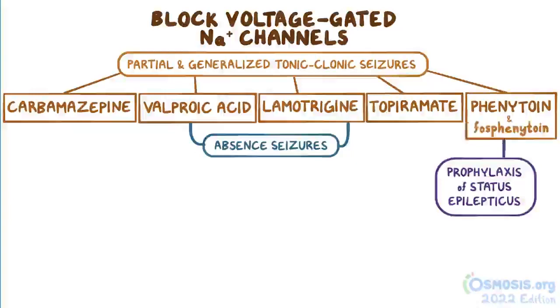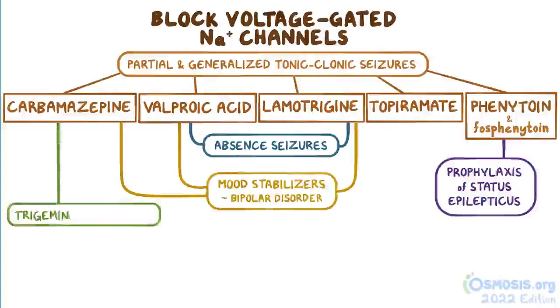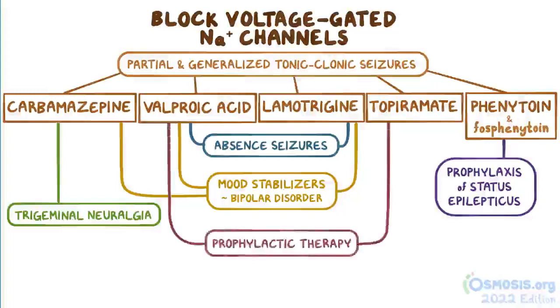Apart from seizures and epilepsy, carbamazepine, lamotrigine, and valproic acid are also used as mood stabilizers for bipolar disorder. Note also that carbamazepine is the first-line treatment for trigeminal neuralgia, which is a disorder characterized by shooting pain in the distribution of the trigeminal nerve. Finally, valproic acid and topiramate are also used as prophylactic therapy for migraines and cluster headaches.